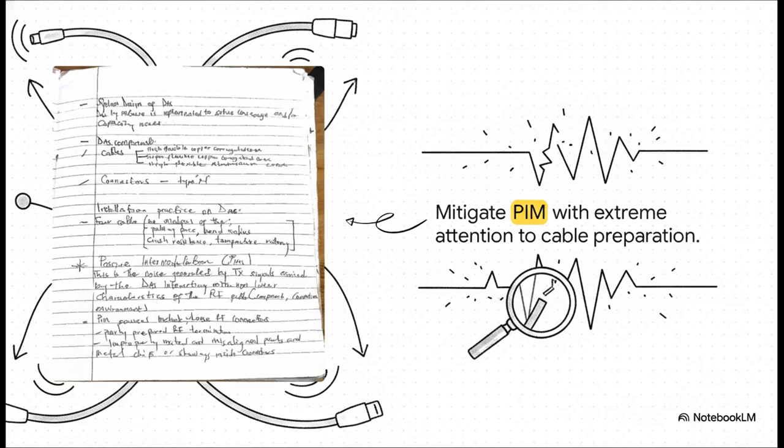Mitigating the negative effects of PIM requires an almost obsessive attention to detail during cable preparation and connector termination. Seriously, just one stray metal shaving left inside a Type-N connector can create enough noise to drastically lower the capacity of the entire antenna node, ruining the coverage for everyone nearby.